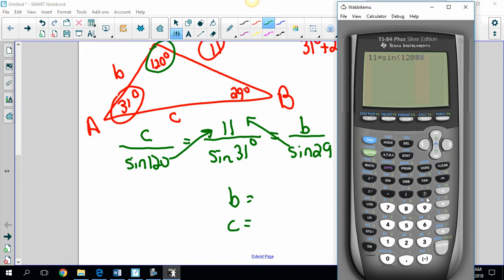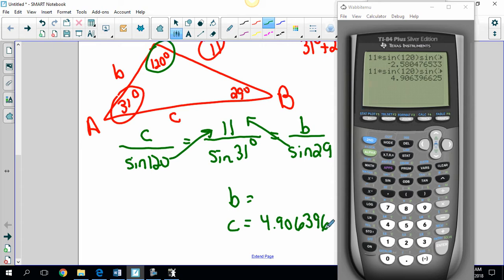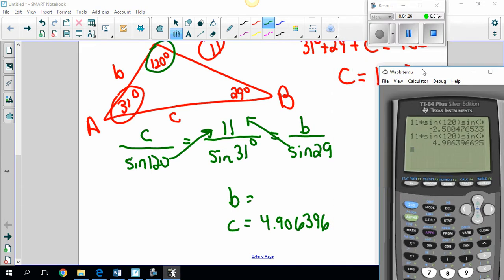I never check the mode. Divided by sine 31. Obviously the mode's probably wrong. Second quit, re-evaluate, and I get C to be 4.906396.